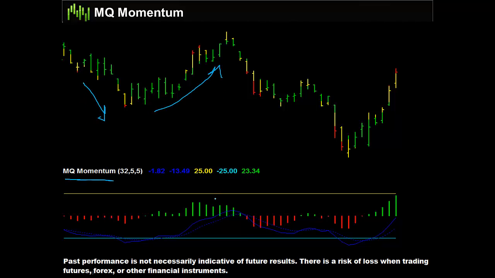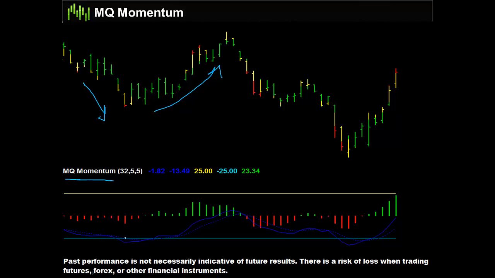Okay? Now, this is similar to a moving average convergence divergence, or MACD indicator, but MQ momentum is actually a proprietary indicator that comes with the large package that was designed by Mark Helwig. Mark took components of his favorite momentum indicators and basically created a hybrid that kept the most important momentum factors together.